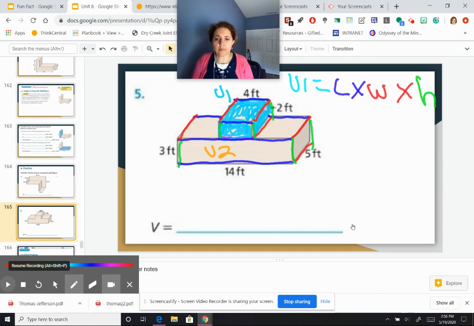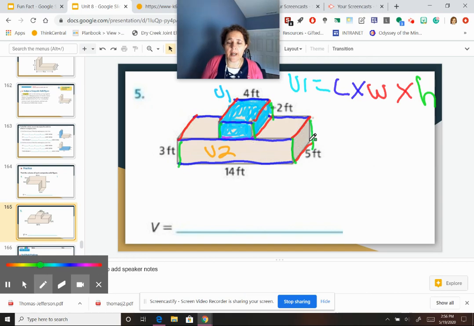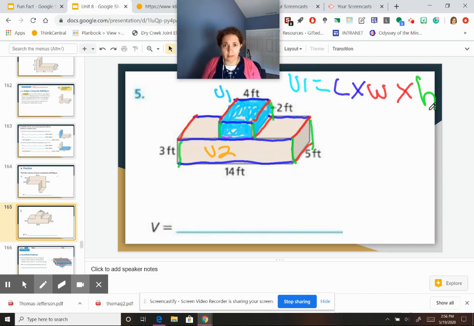Okay, so here are my heights. So going up and down, here's a height, here's a height, here's a height. Then on the top shape, here's a height, here's a height, here's a height, going up and down. So now let's see if you can find the numbers for volume 1. See if you can find your length, your width, and your height for volume 1. So pause the video, and then come back to me.